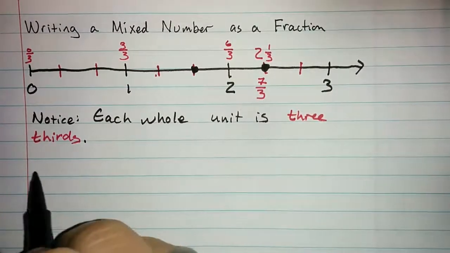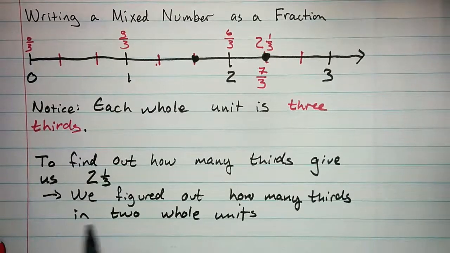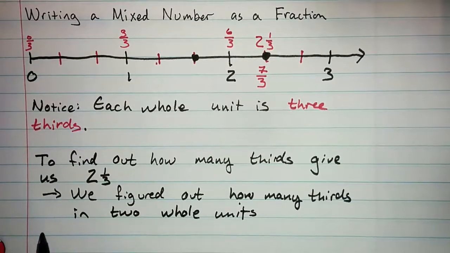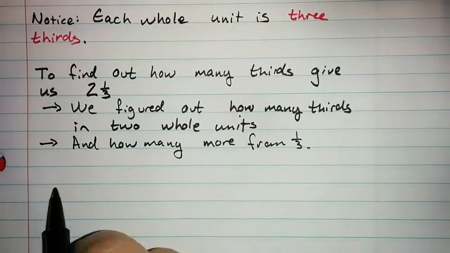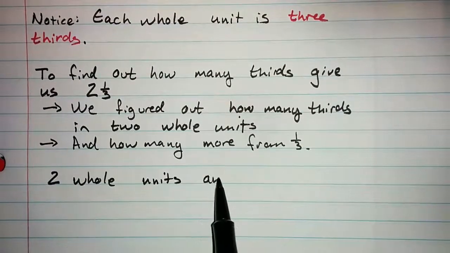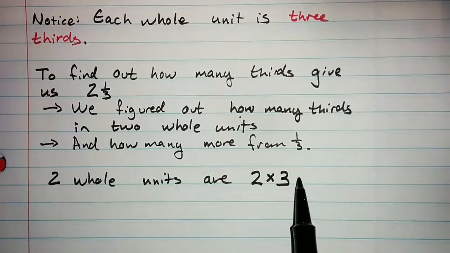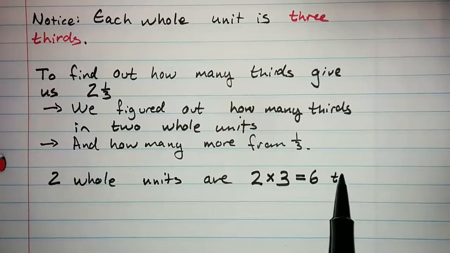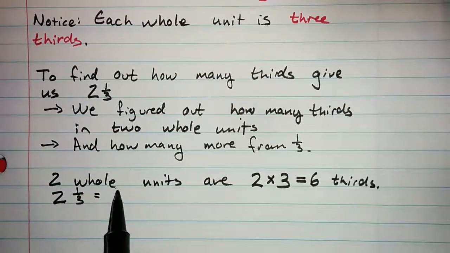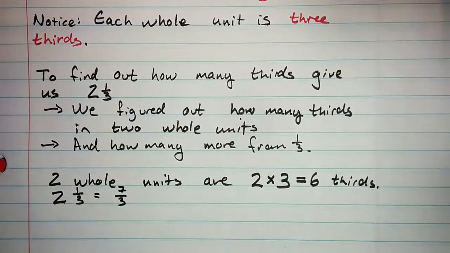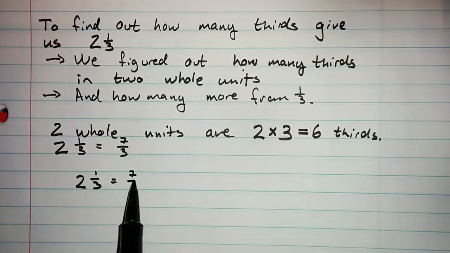So when we wanted to find out how many thirds gave us 2 1/3, well, we figured out how many thirds in 2 whole units, and then how many more from 1/3. 2 whole units are 2 whole units times each whole unit is 3 thirds, so 6 thirds. So that means 2 whole units plus an extra third, that's 7 thirds. Right, we decided that 2 1/3 is 7 thirds.